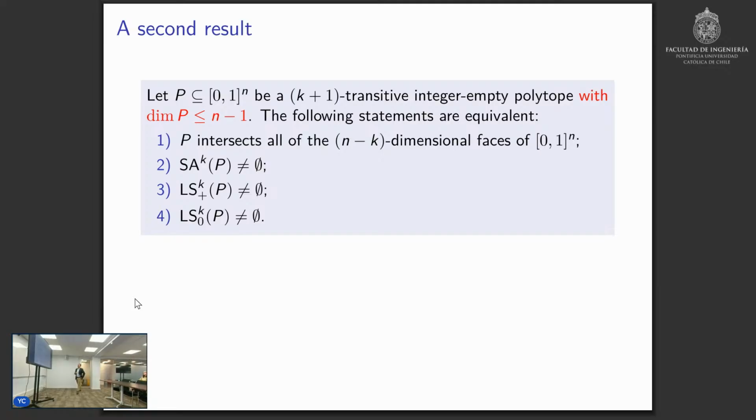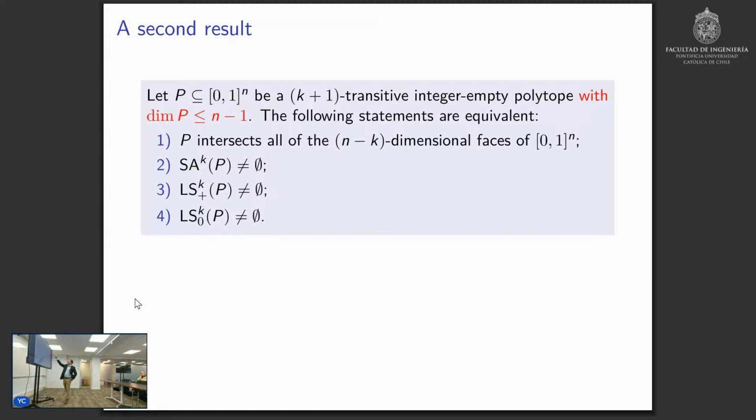And then we have another result. So here we have the following setting. Before, notice that we only had LS without the plus. In this statement, we have LS plus, which is not linear programming based. It's a semidefinite program, actually. So this is very cool because we know that these two operators are not comparable in general.